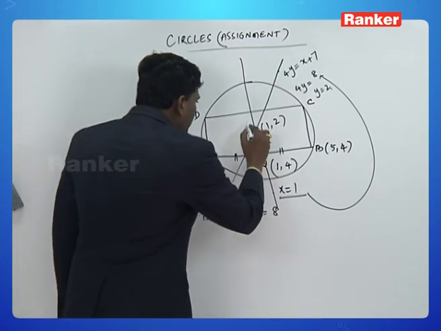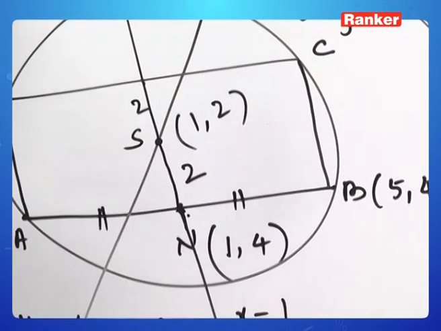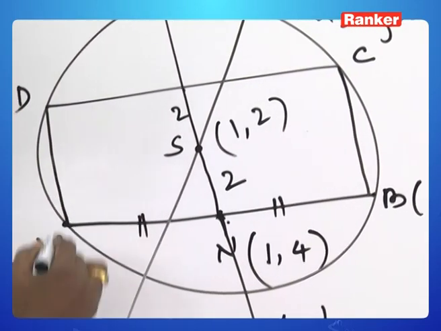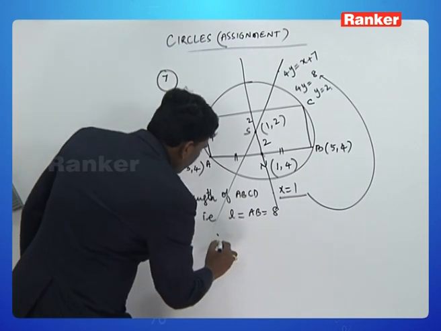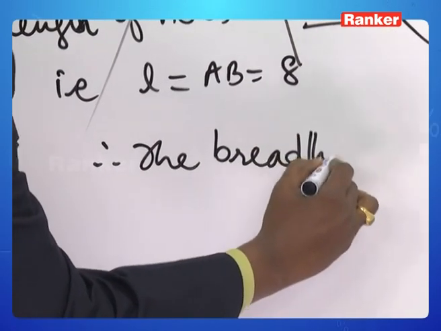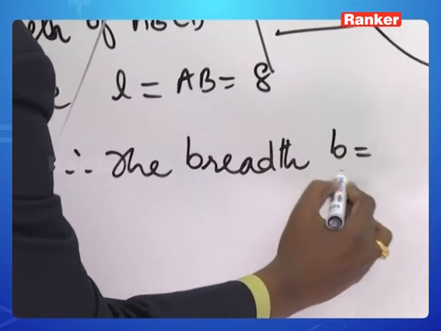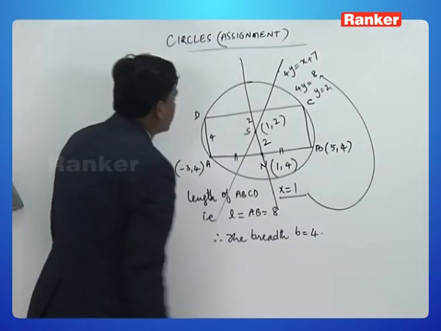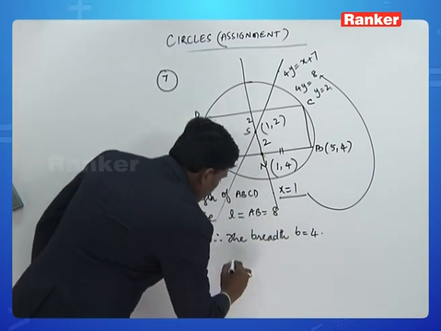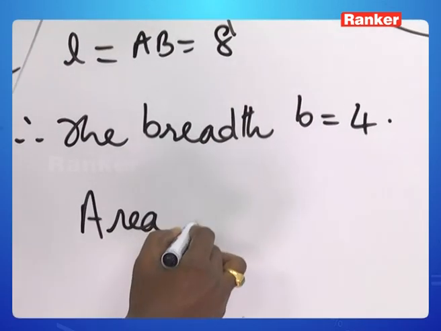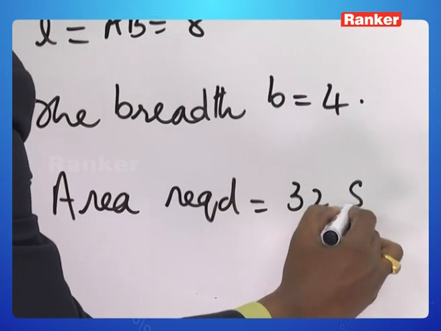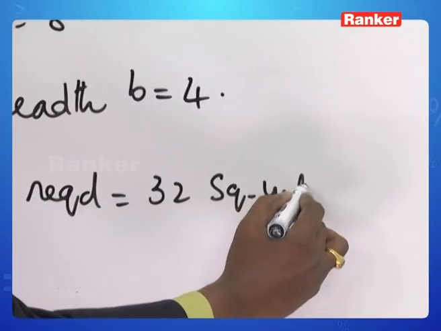And we can guess very comfortably this upper part is also 2 units. 2 plus 2, 4 units will be the length of AD. Therefore, the breadth of this rectangle, B equals 4 units, you are getting. We know the length and we know the breadth. Therefore, the area required equals length into breadth, 32 square units will come.